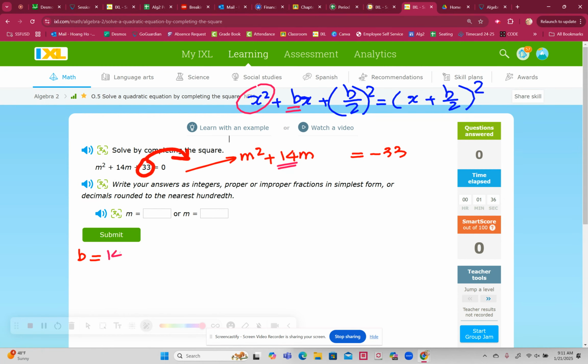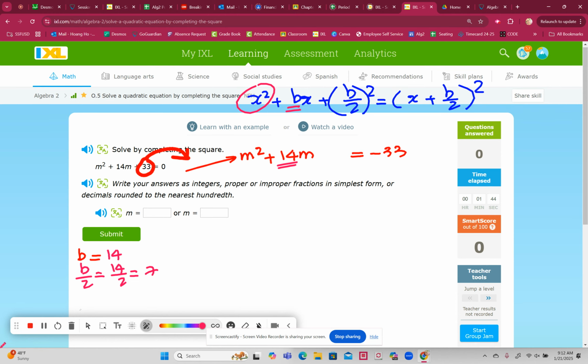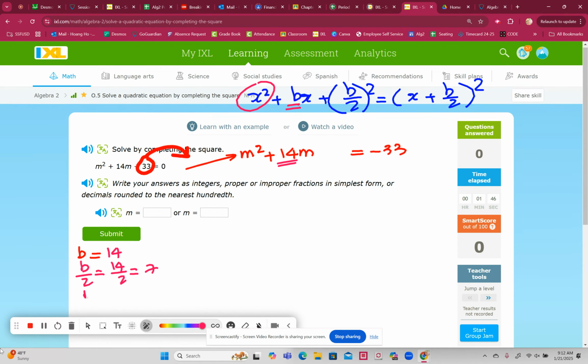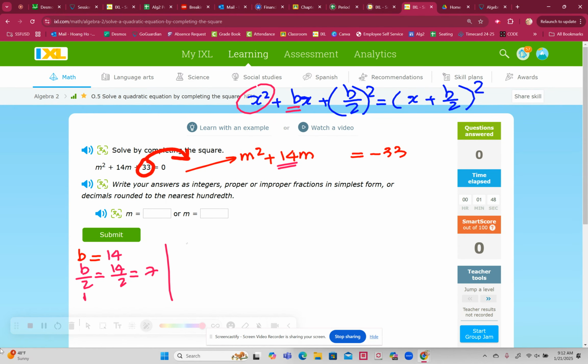What's b over 2? 14 over 2, what is it? 7. Now b over 2 squared, what is it? Take a look on the board. b over 2 is right here, 7. So 7 squared, what is it?